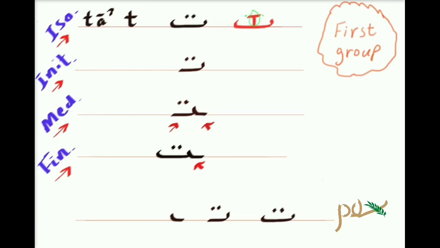The medial form looks like the initial. We should only put this small dash at the right side of the letter. After that, we have seen the final form, which seems exactly like the isolated form. The only difference, as we said, is this dash, which makes the letter connectable to the one before.